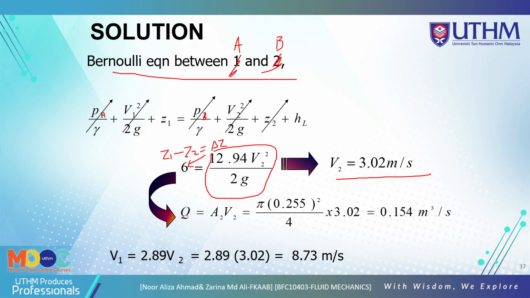Then you put in to get Q: Q equals A2 V2. Put in the value of diameter 2 and the velocity 2, and you get Q as 0.154 cubic meters per second. And V1 is equal to 2.89 V2. Putting in the value, you get 8.73 meters per second. So this is the value of velocity 1.